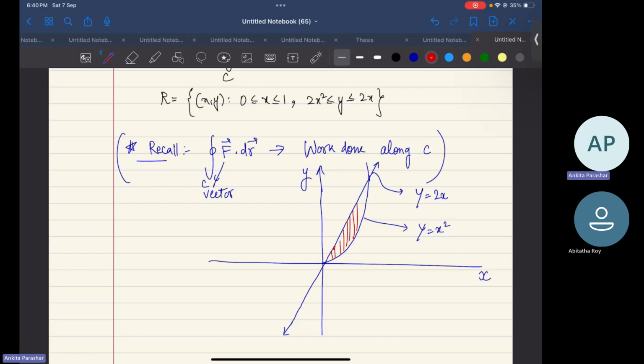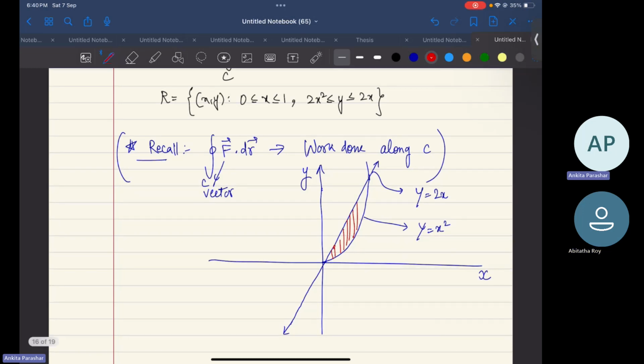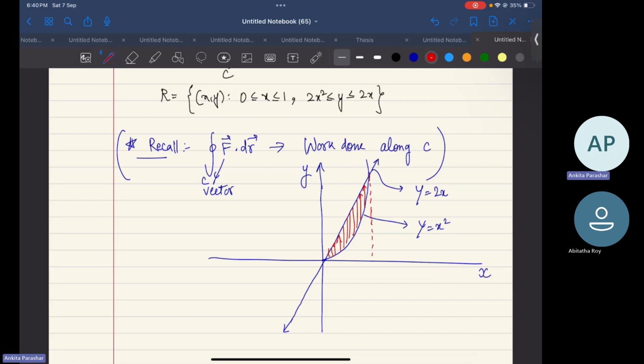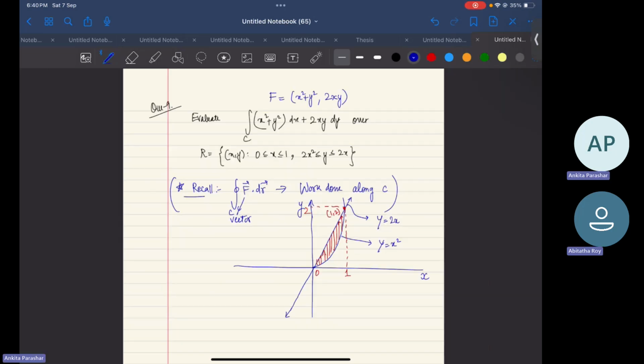This is your line parallel to y axis. Your region is starting from x square, and you have to go to y equal to 2x. So that's all your region is. But of course, your limits of x have to be fixed. So you are from just 0 to 1. Therefore, this has to be 2. All right, so this point of intersection is (1, 2). Fine, we know the region.